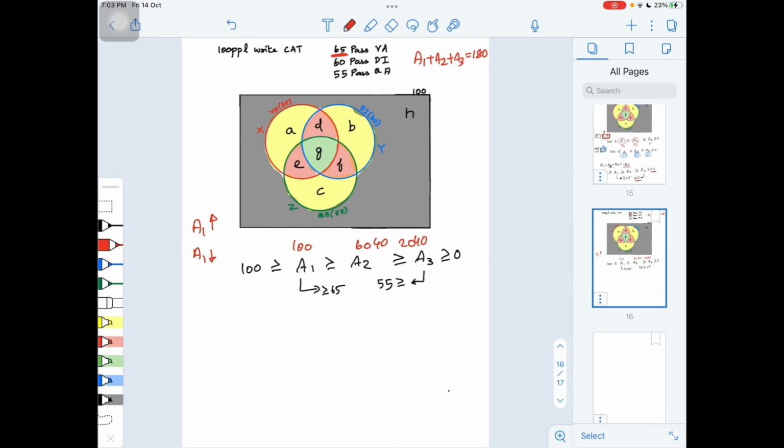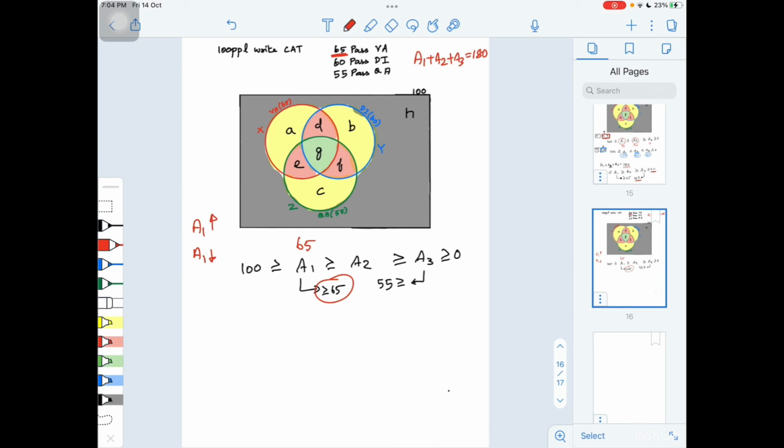Okay, what is the minimum value that A1 can take? The minimum value that A1 can take is already given, no? We have a lower bound. So 65. A1 cannot take less than 65. So the lowermost value this can take is 65.